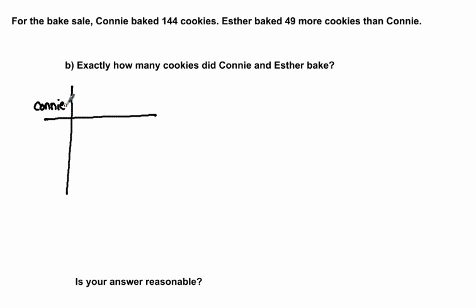I always like to put labels in the table so you can see what we're working with. Connie baked 144 cookies, so I'm going to write 144. Esther baked 49 more cookies than Connie. This is why labels in your tables are so important, because we could represent Esther as Connie plus 49. And so we need to figure out what that is. If you just work through this quickly, you probably wrote down 49 for Esther, and that is incorrect. So make sure you put your labels in and read carefully.